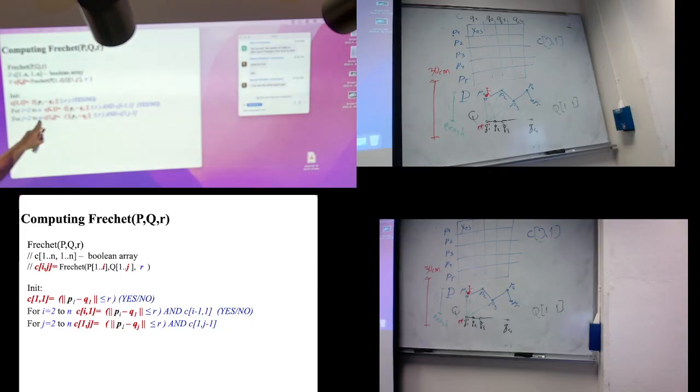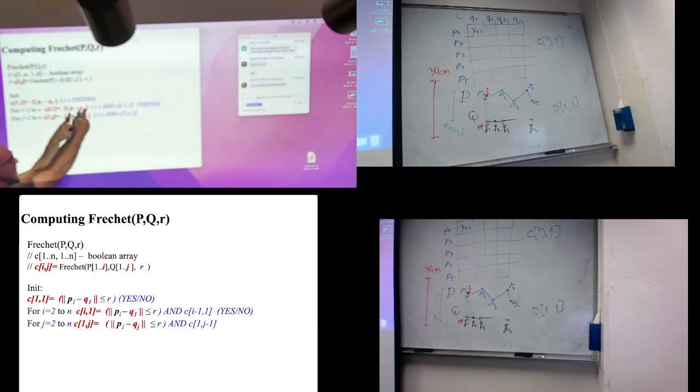Remember, I'm trying to fill out what is C of I, 1. I, 1 meaning dog stuck at Q1. The man is moving along the other vertices. So how can I write it efficiently? Is the distance from Q1 to Pi.